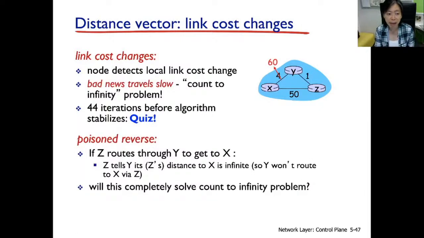The second case is that bad news travels slow. So you see from the scenario, the link cost, instead of dropping to 1, now goes up to 60. Super bad news. Of course, x and y here would detect there's a link cost change. But in this scenario, it would take us 44 cycles until the network goes back to the steady state, until they all converge to a valid shortest path. Bad news travels slow, meaning routes converge slowly. That is also referred to as the count to infinity problem.